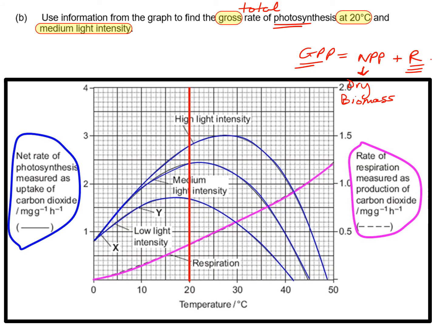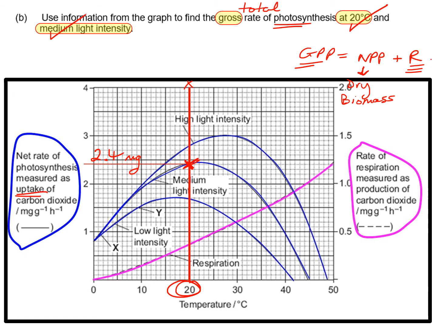So if we look at the data then, and we use 20 degrees C, we're going to annotate 20 degrees C and draw a red line or a pencil line on the graph, and medium light. So at medium light intensity, the net rate of photosynthesis is going to be 2.4. So you guys have to read that across very carefully. 2.4 milligrams of CO2, and that's being used up.